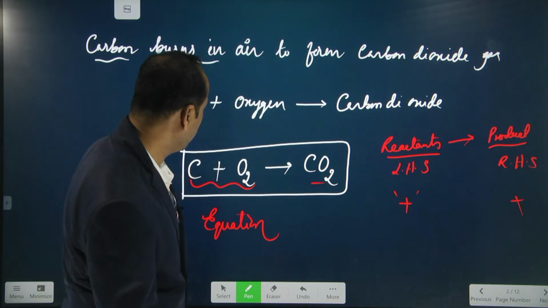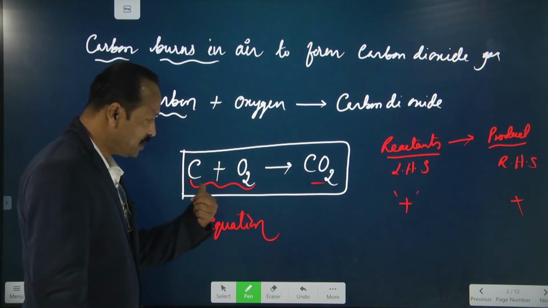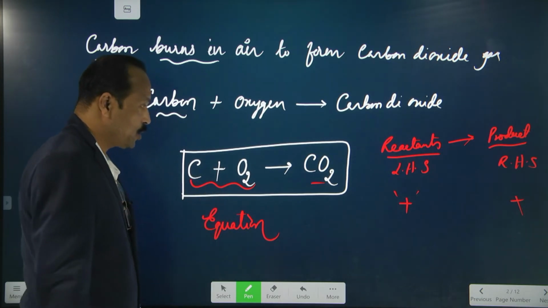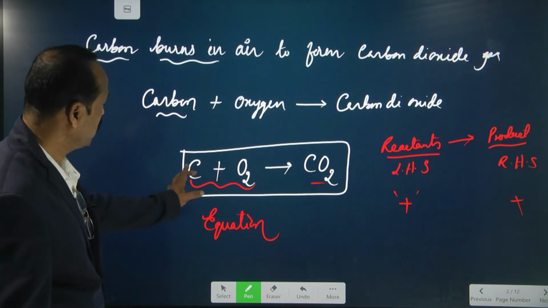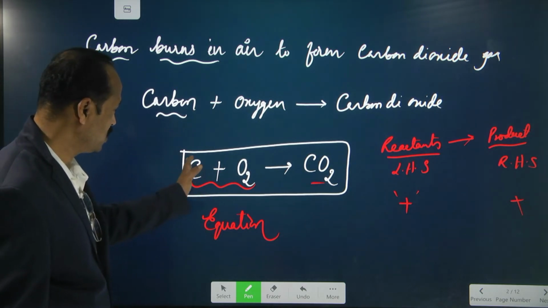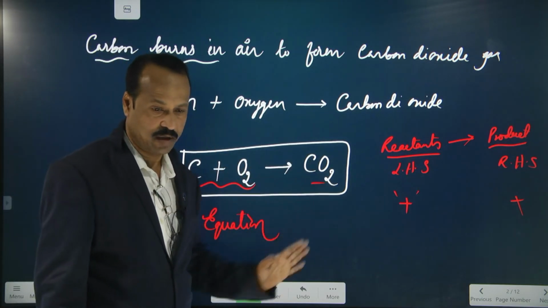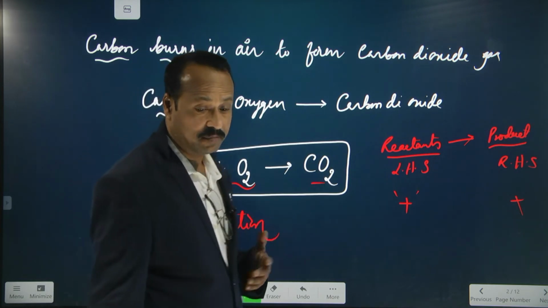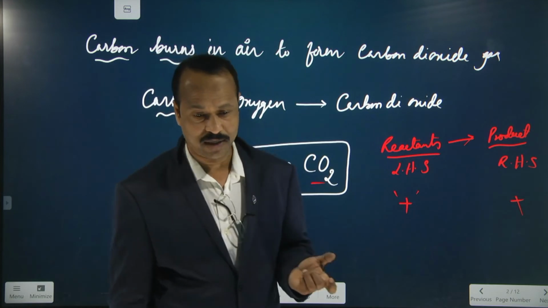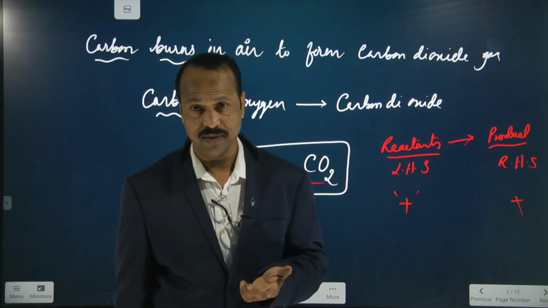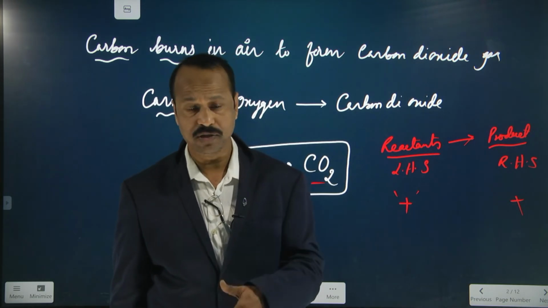Now, this is a chemical equation, but if you see, it is not giving complete information. I know C means carbon, O2 means oxygen, and CO2 stands for carbon dioxide, that's okay. But what is the state of the carbon? Generally carbon is solid. What is the state of oxygen? Generally that is a gas. What is the state of carbon dioxide? That is also a gas.